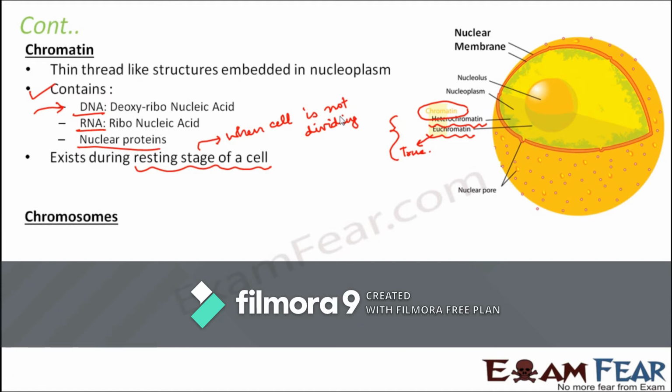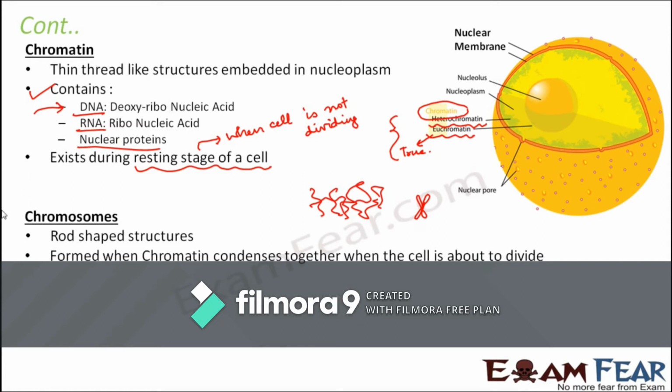So now we will talk about chromosomes. So these are rod-shaped structures. Chromatin are like thin, thread-like structures, but when you talk about chromosomes, they are rod-shaped structures, somewhat like this. So many chromatin will join together to form such rod-shaped structures. They are formed when chromatin condense together when the cell is about to divide, and that is when chromosome formation takes place. So now the cell is actually moving from the resting stage to the dividing stage.